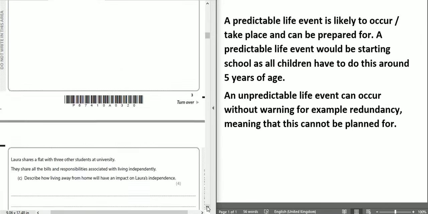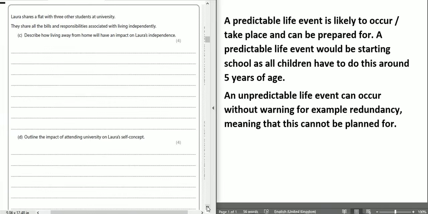Okay, question C for this. We're still talking about Laura, who's obviously gone to university and is worried about feeling lonely. So we've got two 4-mark questions here for her. Laura shares a flat with 3 other students at university. They're sharing bills and responsibilities associated with living independently.